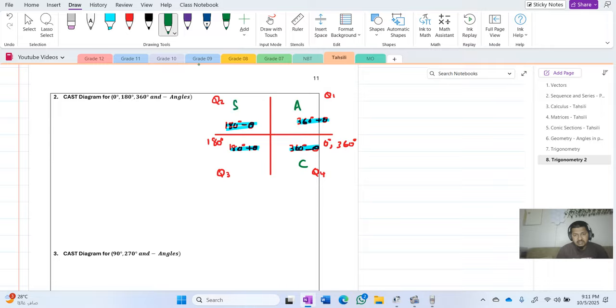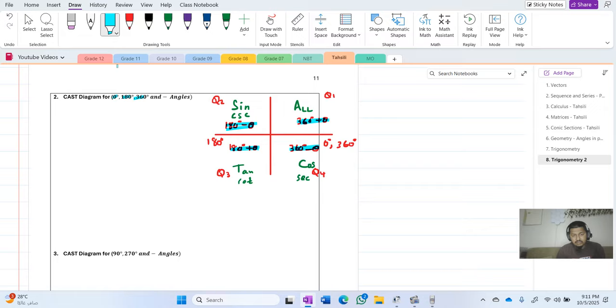And we know this is the diagram for CAST. The first quadrant represents all: all the trigonometric ratios are positive. In the second quadrant, sine and cosec, the reciprocal of sine, are positive. In the third quadrant, tan and cot are positive. In the fourth quadrant, cos and sec, the reciprocal, are positive. So when you are reducing using angles like 0, 180 and 360, it is basically horizontal reduction.